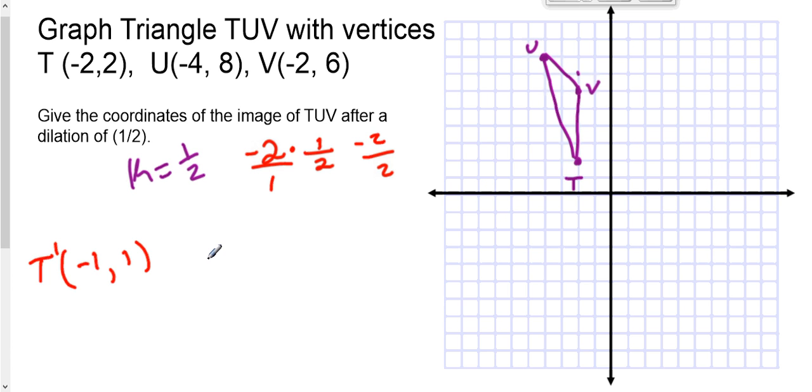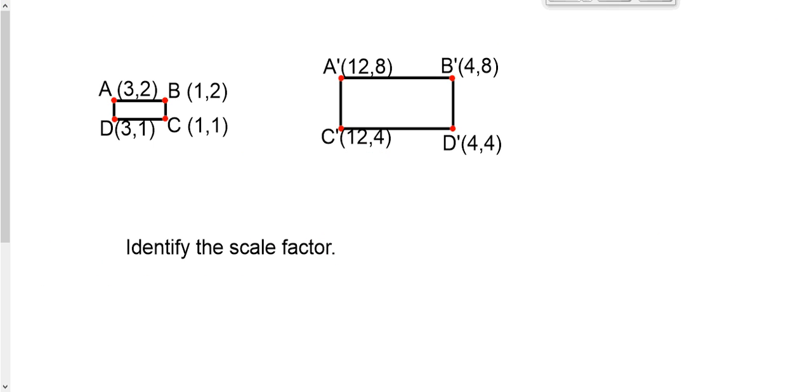Going through to finish it out, we have U prime gives us negative 2 and 4. V gives us negative 1 and 3. So negative 1, negative 1, or negative 1, 1. There's T prime. Negative 2, 4 is U prime. And negative 1, 3 is V prime. Once again, the exact same shape, just smaller. Moving on to rotations.